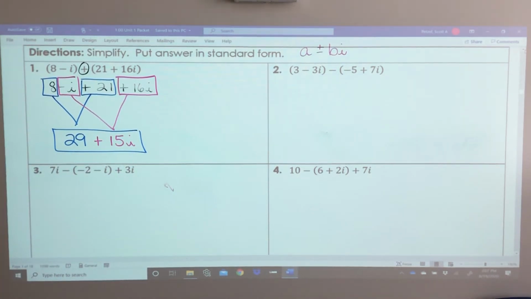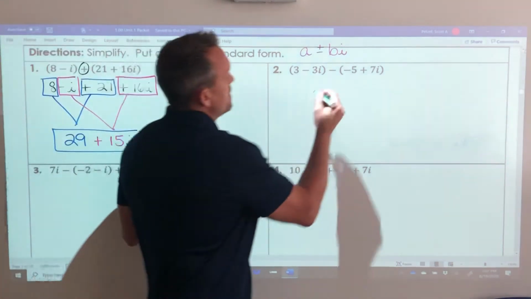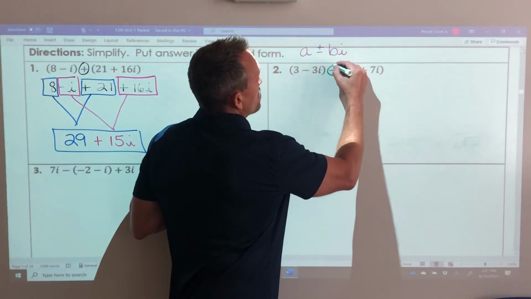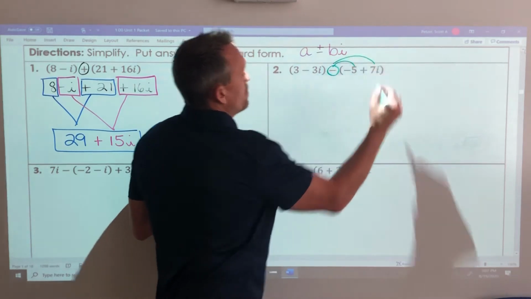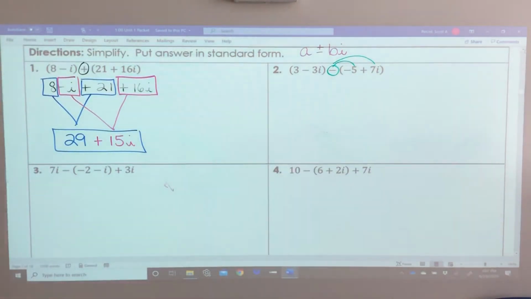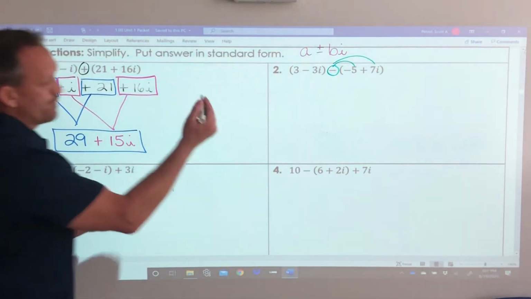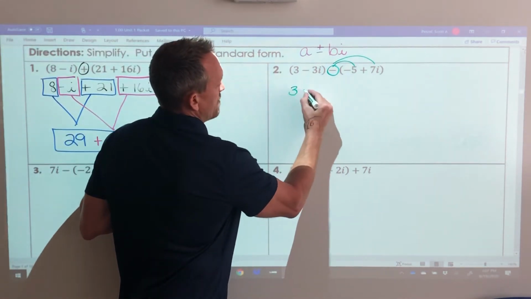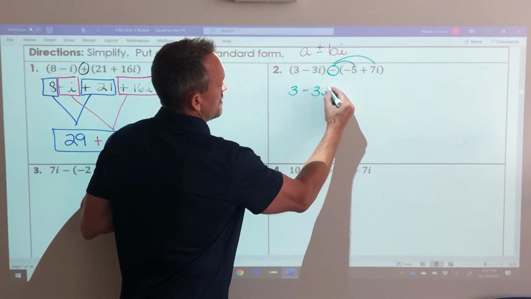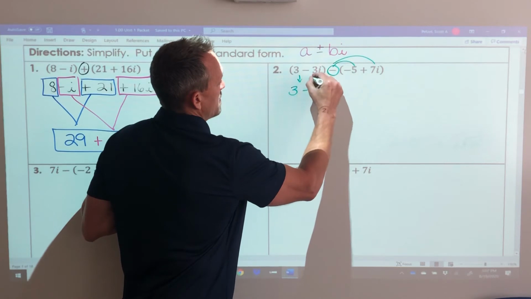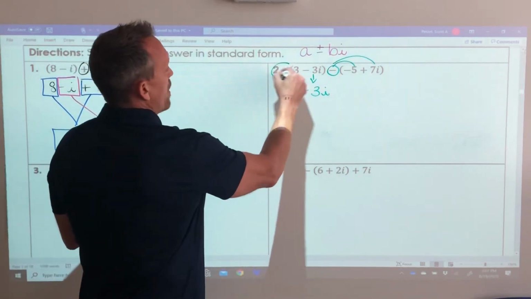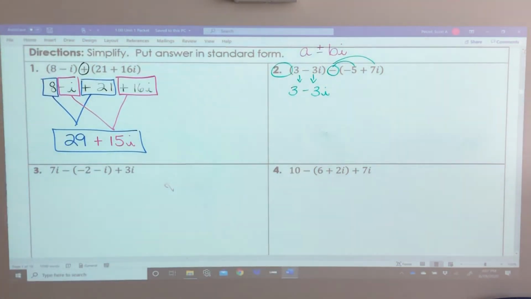The next one, number 2, a little bit more of a challenge. Why is it a little bit more of a challenge? Well, because we got to deal with that negative. So this negative, understanding this is crucial. We have to distribute that to that entire second parentheses. The first set can simply just come down. That just comes down. There's nothing in front of it to distribute. So it just comes down.